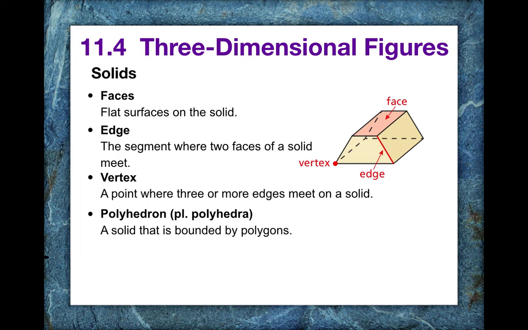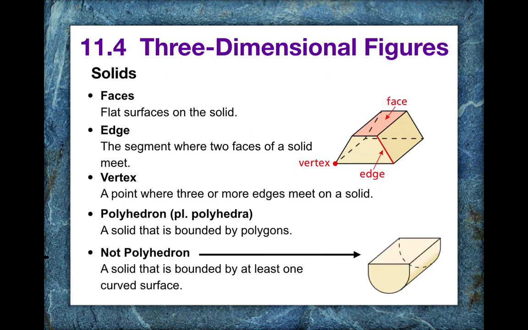A polyhedron is a solid that is bounded by polygons. So this is a polyhedron because in each one of these there's a polygon face. There are things that are not polyhedrons, and this is a perfect example down here because it has a curved surface. It's half of a cylinder, so it has a curved surface here, and that curved surface makes it not a polyhedron.